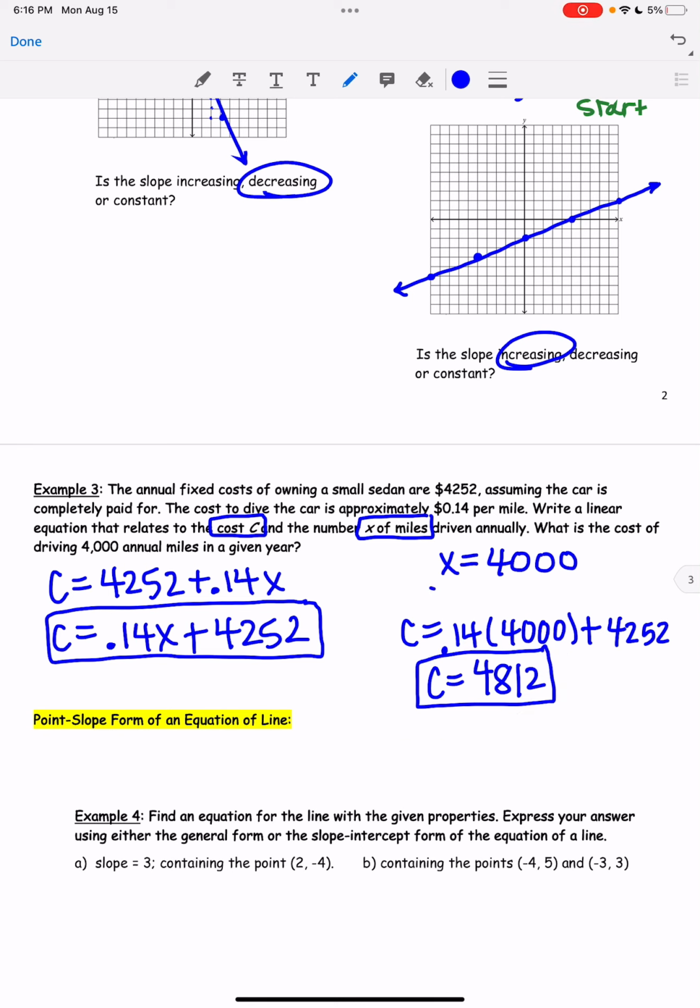It means if we drive 4,000 miles, then the cost of any given year is going to actually cost me $4,812.